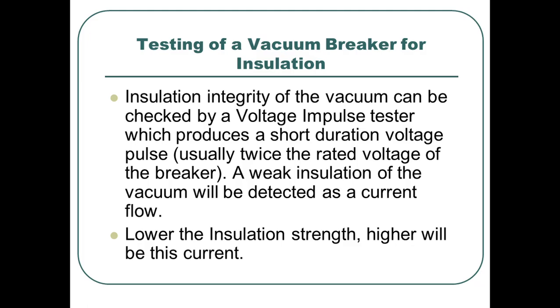Insulation integrity of the vacuum can be checked by a voltage impulse tester, which produces a short duration voltage pulse, usually twice the rated voltage of the breaker. A weak insulation of the vacuum will be detected as a current flow. Lower the insulation strength, higher will be this current.